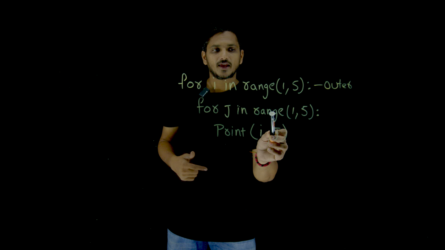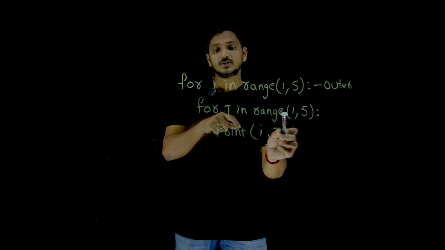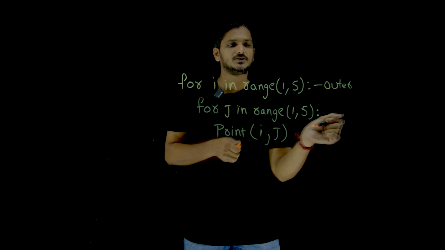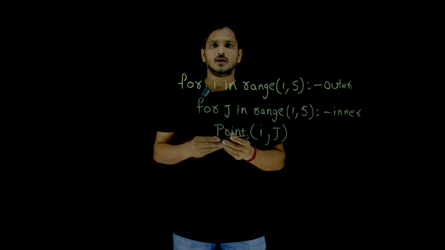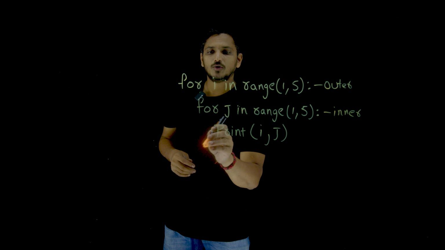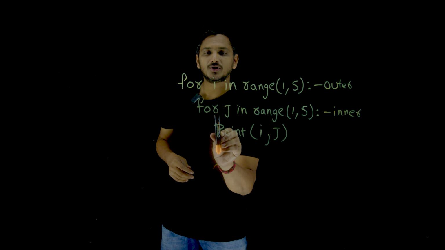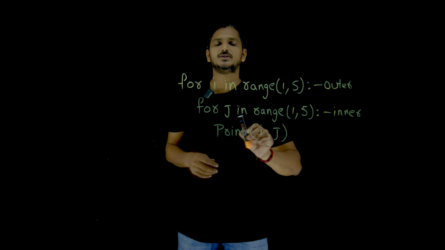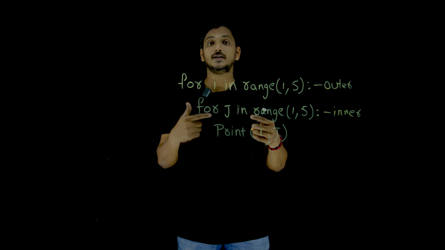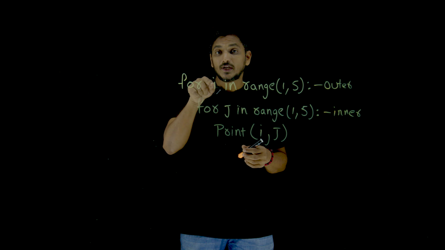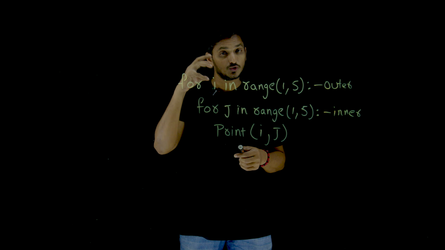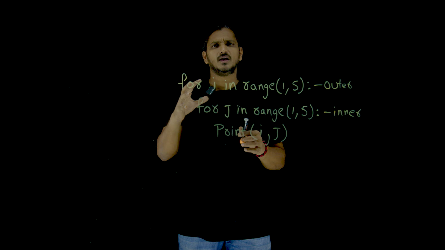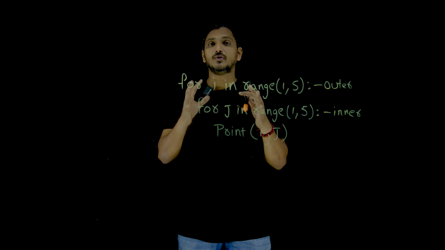So for j in range of 1 to 5, what is the body of this inner loop? Assume that this is the inner loop. The body of this inner loop, that's why we have given indentation here: print i comma j. We are going to display i and j values. So how is it going to execute? That is the point you need to get clarity on. Once you get that clarity, writing code is very easy.